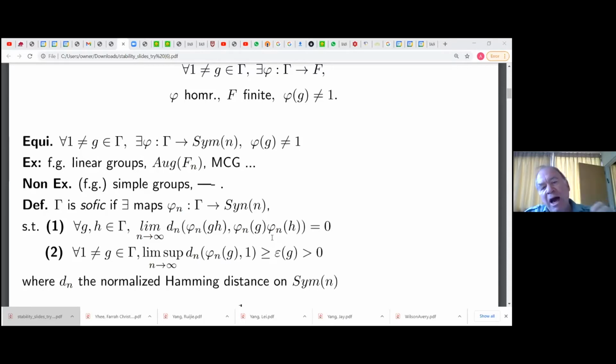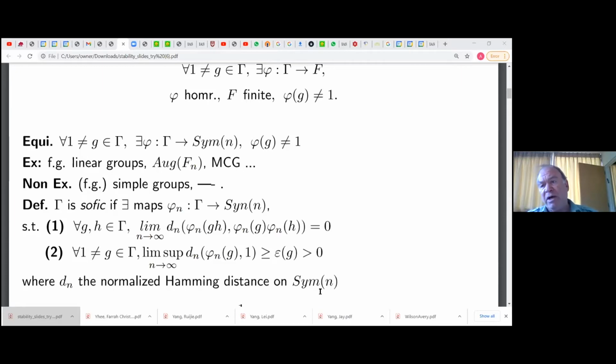But we are interested now in such almost homomorphisms, or sometimes we call them asymptotic homomorphisms, which are honest and not cheating. You can always say, okay, I will take every element to be very close to the identity, and then I will have an almost homomorphism, which is almost trivial. No, the question is, can we really separate the points of gamma by such almost homomorphisms in such a way that for every non-trivial element g of gamma, the distance between phi n of g and 1 is bounded away from 0. And all this is with respect to the normalized Hamming distance on the symmetric group S_n.